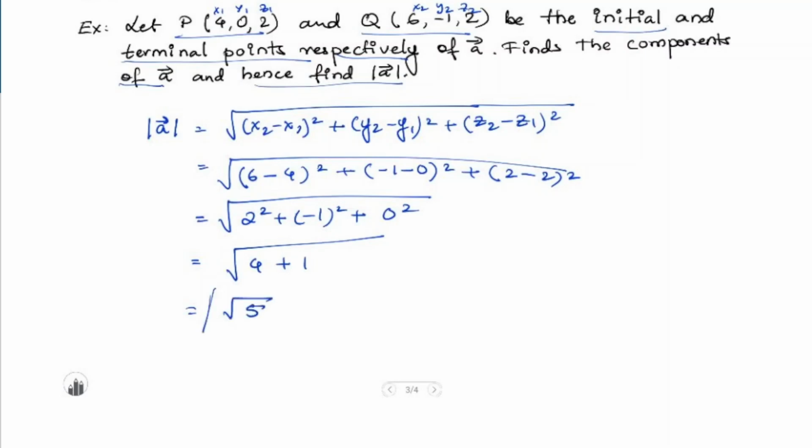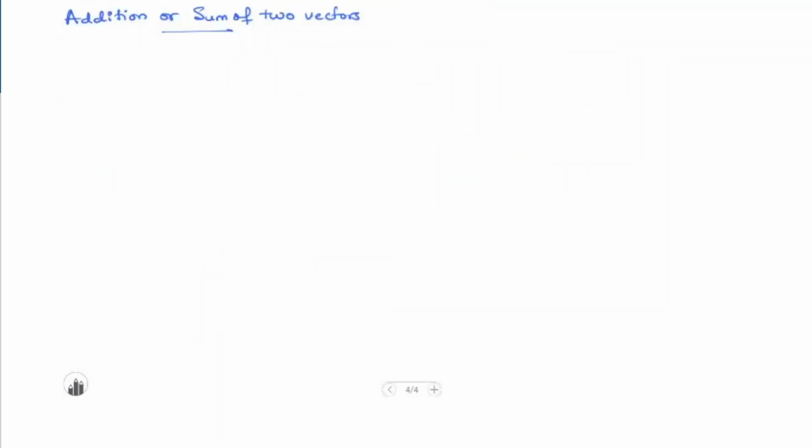So that's our answer. Now in the next part, we'll be talking about the addition or sum of two vectors. So here, let's say we're given a vector A.